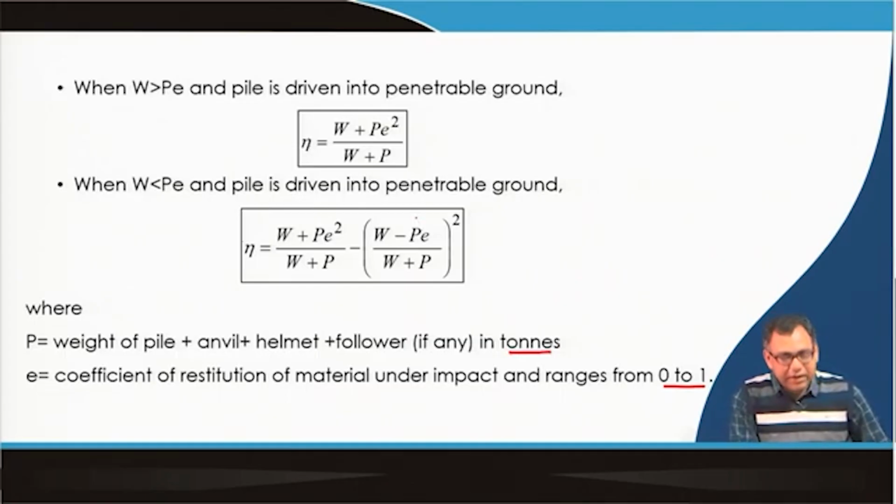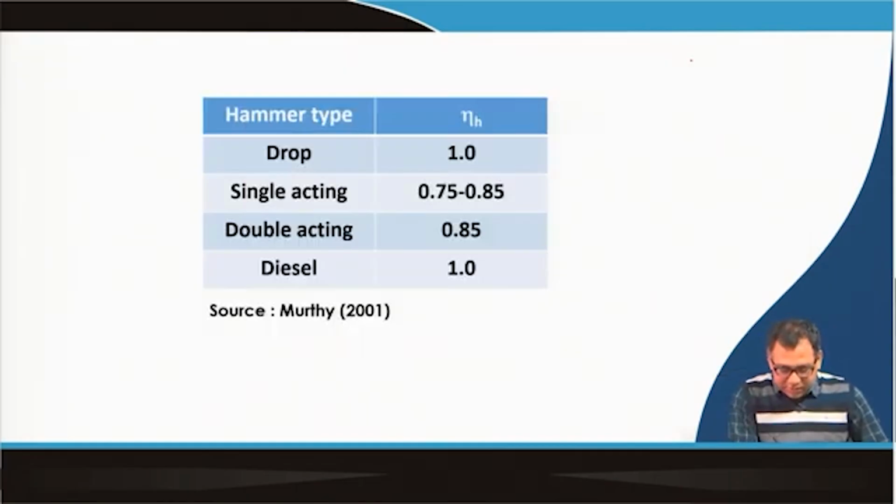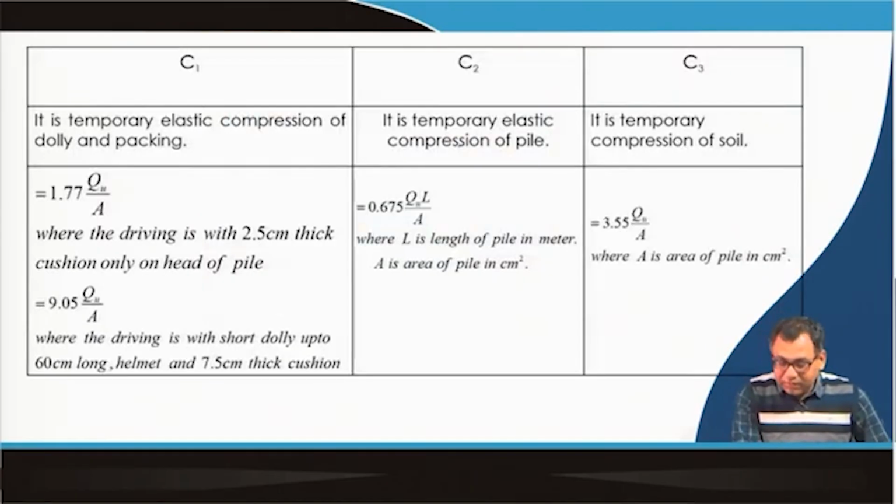Okay. So, this way we can calculate the eta, and C1, C2 and C3 we can calculate by using these equations. I am coming back, but the eta H we can calculate from this table for drop hammer, single acting hammer, double acting hammer, diesel hammer. This is the eta H value. And C1, C2, C3. So, C1 is the temporary elastic compression of dolly and the packing. So, the compression of the pile, compression of the soil and the compression of the other components. Okay. So, that summation is C actually.